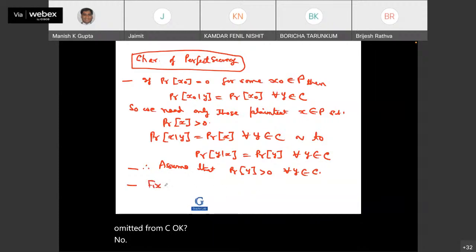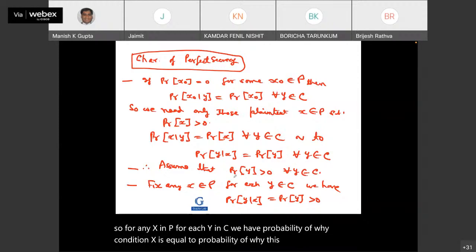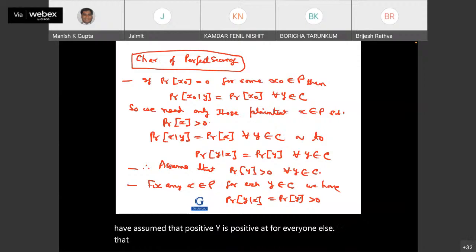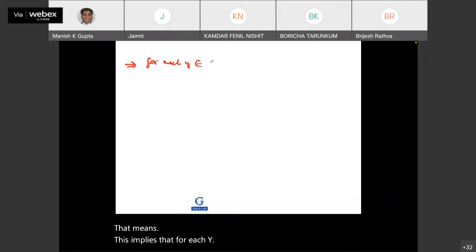Now fix any x in P. For each y in C, we have the probability of y given x equal to the probability of y, which is positive, because we have assumed that the probability of y is positive for every y in C. So this implies that for each y in C, there must be at least one key k such that e_k(x) is equal to y.